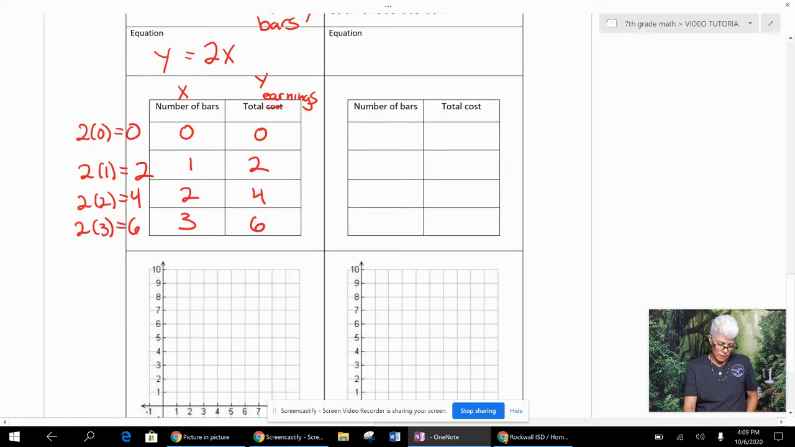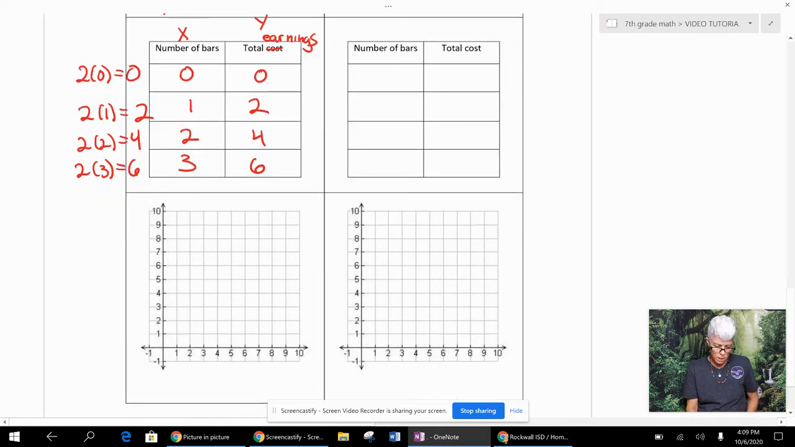I can graph this. So let's say on the first one, these are ordered pairs. Look at these as ordered pairs. All right, so I'm going to graph each ordered pair. The first one would be 0, 0. The next one would be 1 and 2. The next one would be 2 and 4. The next one would be 3 and 6. And I have enough points here where I could create a straight line, and this one would go on and on and on forever, depending on how many candy bars that I sell.